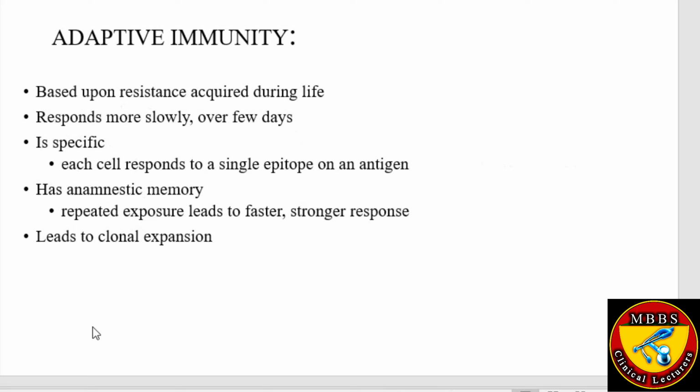So adaptive immunity is based upon the resistance acquired during life. Adaptive immunity occurs after exposure to an agent, and it becomes stronger upon repeated exposures, and it is specific. That is, each cell responds to a single epitope on an antigen. The adaptive immunity has anamnestic memory, that is, its repeated exposure leads to faster, stronger response, and it leads to the clonal expansion of the cells.